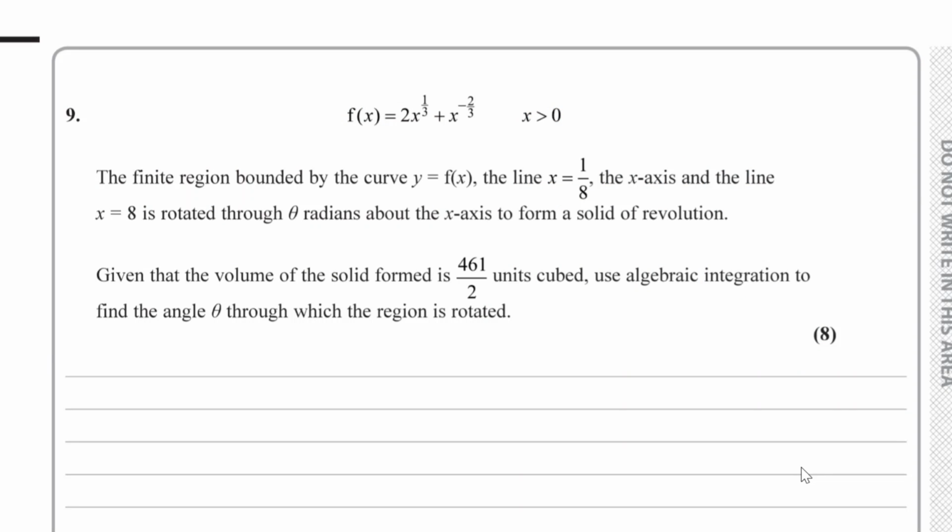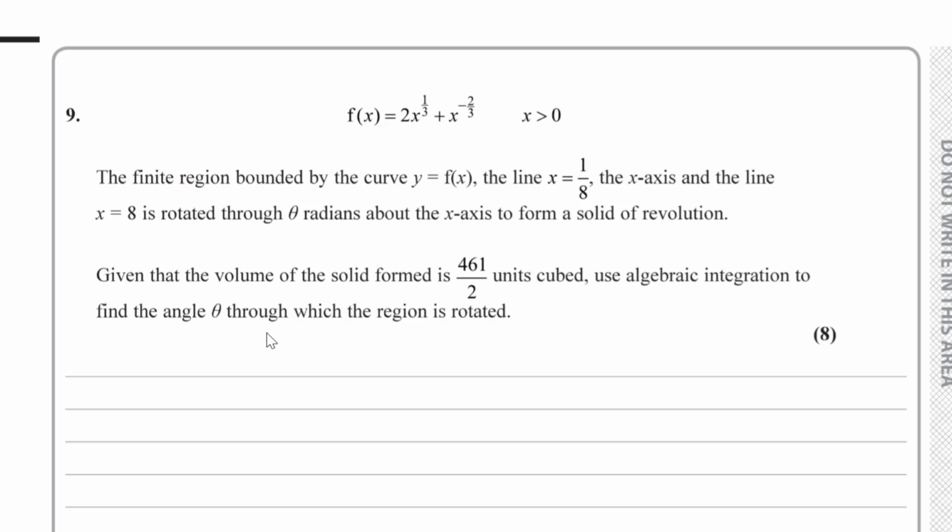Question number 9. We've got f of x, which is equal to 2x to the power of a third plus x to the minus 2 over 3, where x is greater than 0, and a finite region bounded by the curve f of x, the line x equals 1/8, the x-axis, and the line x equals 8, is rotated through theta radians about the x-axis to form a solid of revolution. Given that the volume of the solid formed is 461/2 units cubed, use algebraic integration to find the angle theta through which the region is rotated.